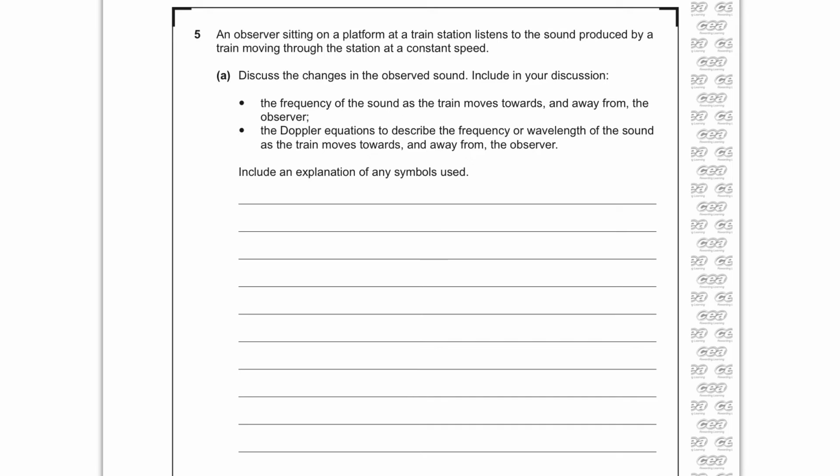Question 5. An observer sitting on a platform at a train station listens to the sound produced by a train moving through the station at a constant speed. Discuss the changes in the observed sound, including in your discussion the frequency of the sound as the train moves towards and away from the observer, and the Doppler equations to describe the frequency or wavelength of the sound as the train moves towards and away from the observer. Include an explanation of any symbols used. Okay, so we need to do the frequency and the towards and away.